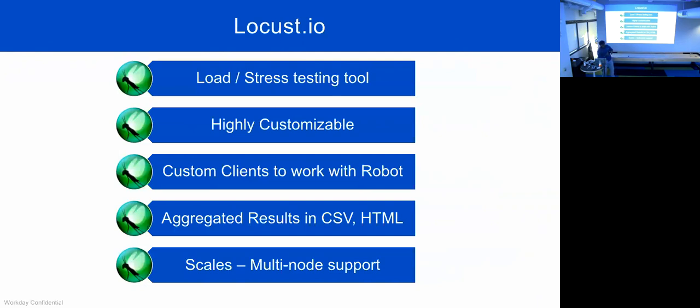I can also download as a CSV, so that I can push it to S3 and then do some further processing. And then it scales multi-node. So I can have a master worker architecture where I can scale from 100 million requests to 1 billion requests. I can actually do that.